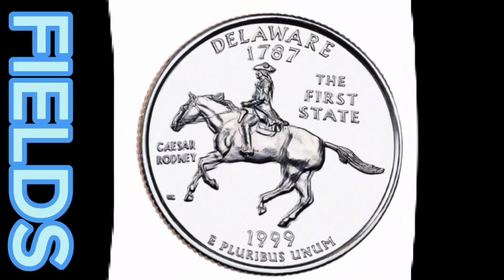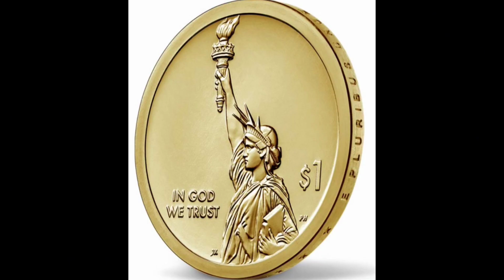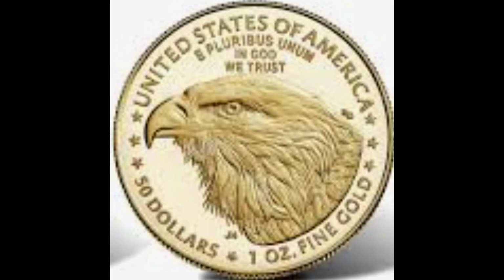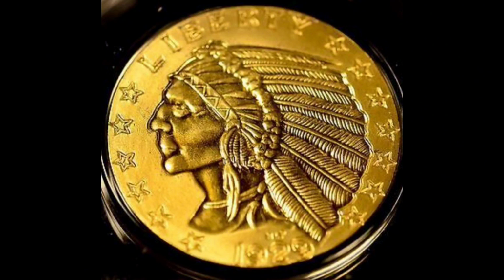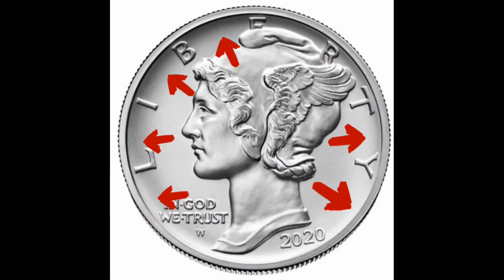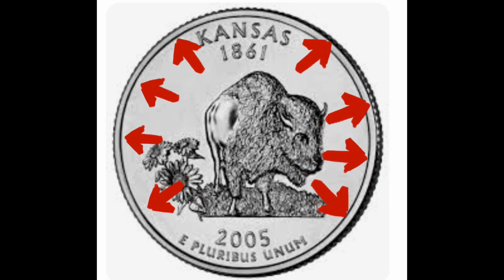The fields of the coin are the smooth portions of the coin with no design or inscription on the obverse and reverse. Inscriptions and designs raised above the field are considered relief, and inscriptions or design cut below the field are considered incuse. Initials can sometimes be incuse on the design itself, like the current VDB on Lincoln's shoulder. The rim of the coin is an extension of the edge, which encompasses the obverse and reverse of a coin.